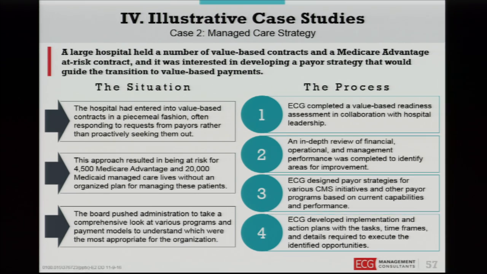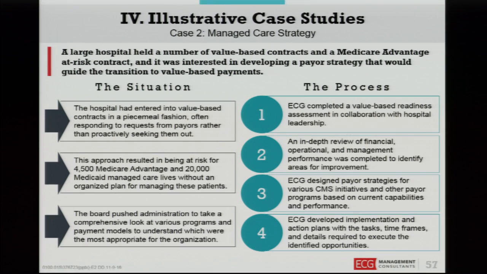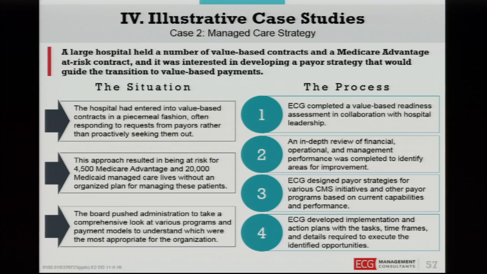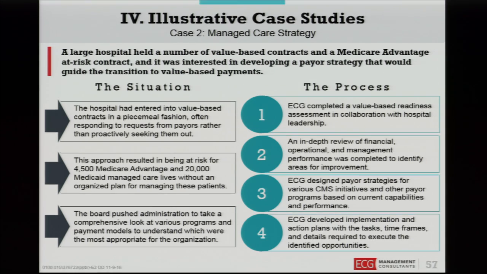But through the years, they had accumulated a fairly good size value-based enterprise, as you could call it. They had 4,500 Medicare Advantage lives and about 20,000 Medicaid managed care lives, but without really an organized plan. You can tell by the ratio of Medicare to Medicaid that this was a relatively large system, but in an area that was predominantly rural, so a high Medicaid population. The board had pushed administration to look at the various programs out there. MACRA was just being introduced, and they asked, what does that mean? We have all this managed care and value-based work going on. Should we shoot for APM or not? That was the question that inspired them to take a look at this.